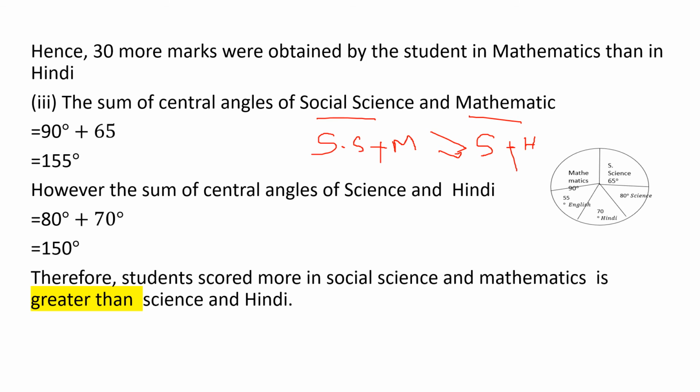So in the question, what they are asking, examine whether the sum of the marks obtained in social science and maths, so sum means social science plus maths, is more than science plus Hindi. They are saying when you add social science marks with maths, that total is greater than when you add science plus Hindi. So we want to examine whether it is true or not. Do we know the marks, children? No, we don't know the marks. They have given in the pie chart only the angles.